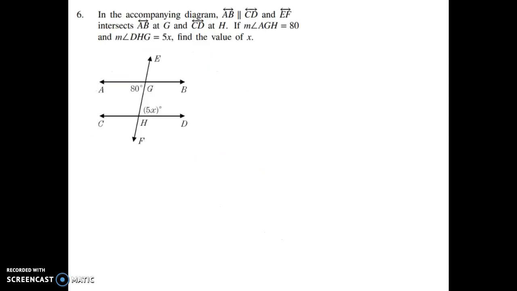Number 6 says that AB is parallel to CD and EF intersects AB at G and CD at H. If measure of angle AGH is 80 and measure of angle DHG is 5x, find the value of x. This is very wordy and you don't need to know all that much. So important parts is that AB and CD are parallel. So we know that this line is our transversal. So these become consecutive interior angles.